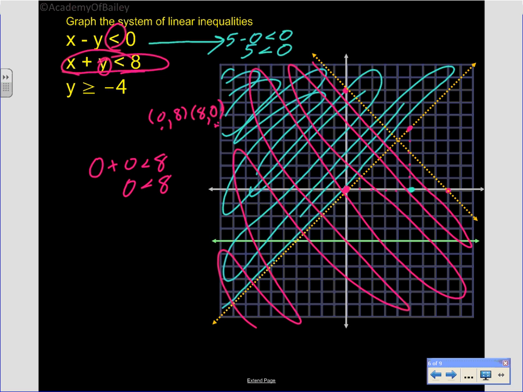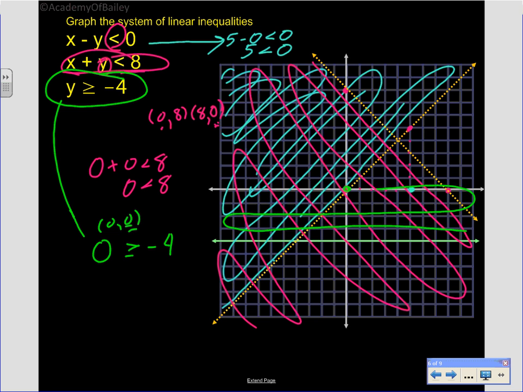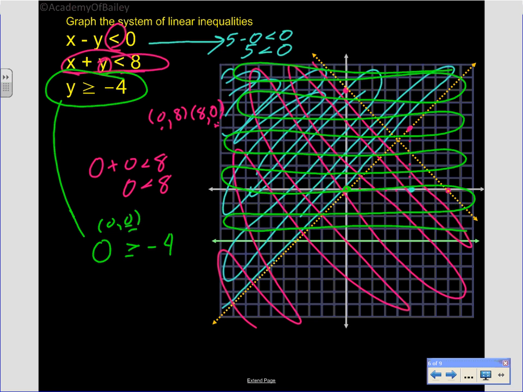Let's go ahead and figure out which side of the line we shade. We can use 0, 0 again because it does not lie on y is equal to -4. So in 0, 0, the y value is equal to 0. This is the inequality: 0 is greater than or equal to -4. Is that true? Yes, it is true. So we shade everything above.